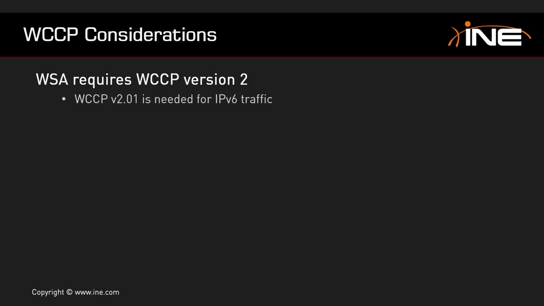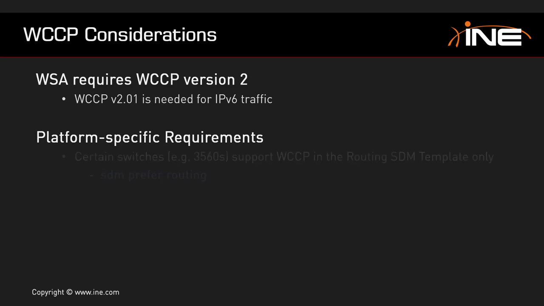Even more accurately, for IP version 6, it must be version 2.01. So your router, switch, or ASA must be running this version to talk to the WSA. And there are also going to be a couple of platform-specific requirements that you have to think about.